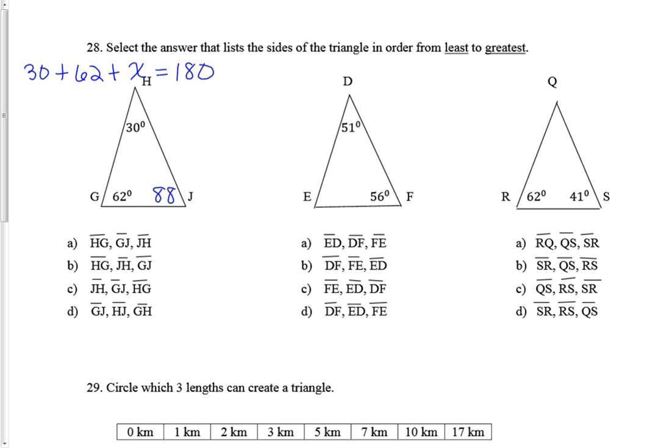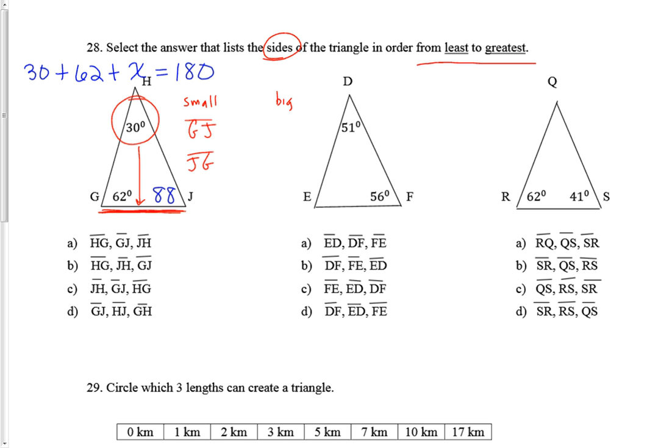From here, I'm going to answer the question. Question is, I want to list the sides in order from least to greatest. So I want to start with the smallest side and then go to the biggest side. So I start with the smallest angle. Here's my smallest angle, and the side across from that is the smallest side. So that is GJ. It's also known as JG.